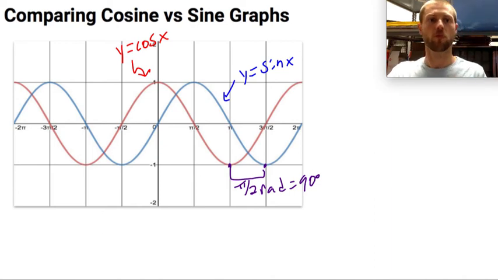So, big idea here. In the next video, we'll actually talk about graphing some of these examples, and we'll see how we can use the transformations in the cosine function.